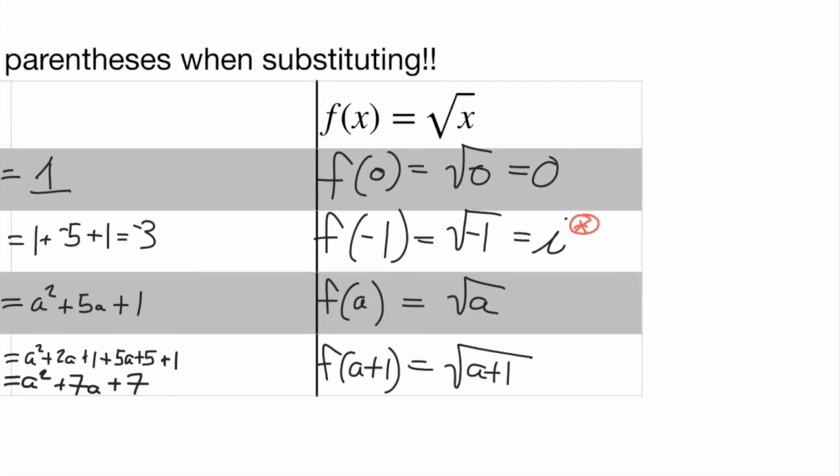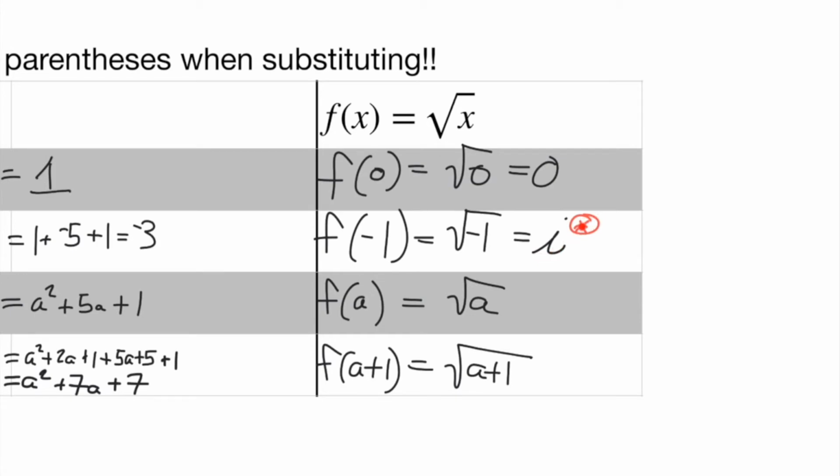If we redefine f to be the square root of x, then plugging in f of 0 is just the square root of 0, which is 0. Remember, we can take the square root of 0. What number times itself is 0? 0. f of -1 is the square root of -1, which we've learned to be i.